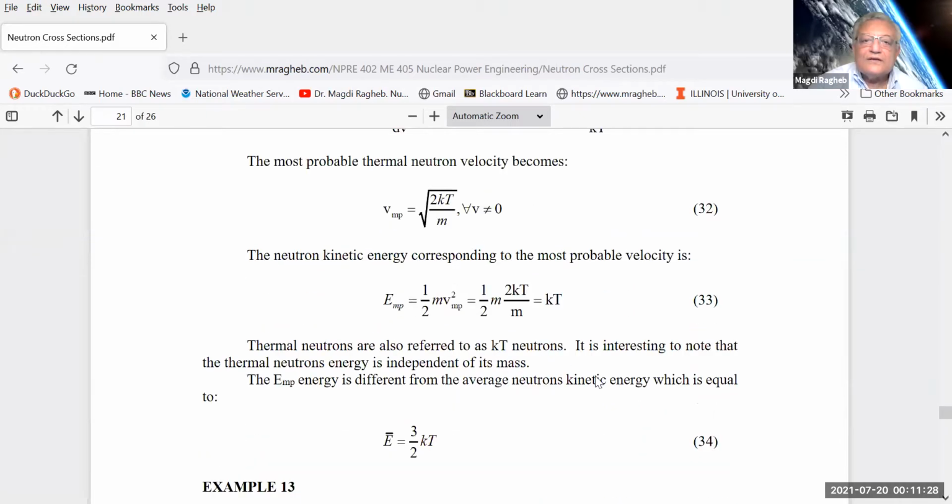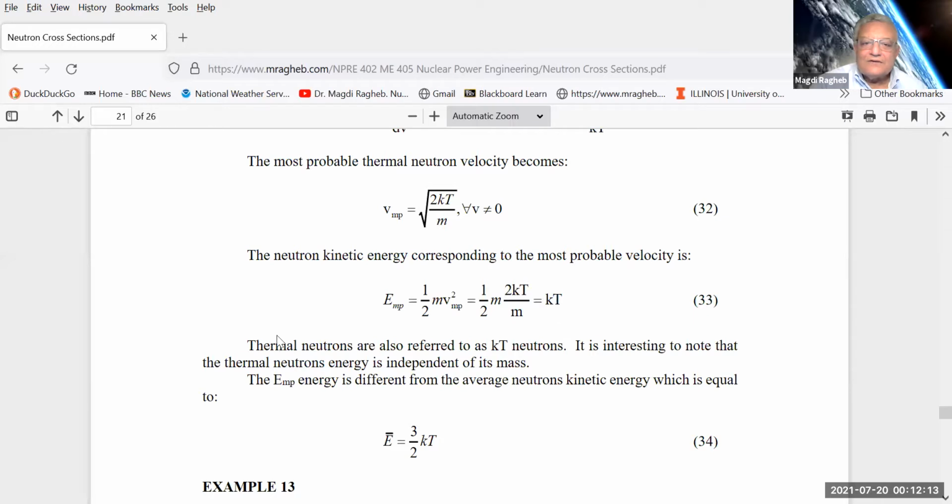And you find that the most probable speed, V most probable, is the square root of twice kT over m. And then from that most probable velocity, you can calculate the most probable energy, which is half m V most probable squared. Oh, look what we get here: we get the kT. That's what we call the kT neutrons. So when we say that 0.025 electron volt neutrons are in thermal equilibrium with the medium, you'll find that the most probable energy is really kT.